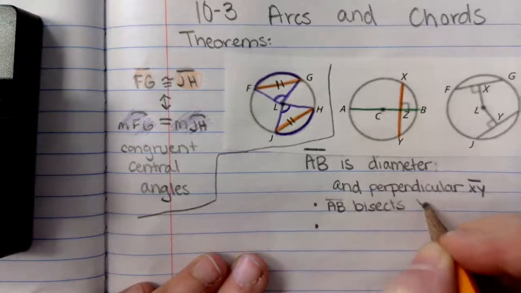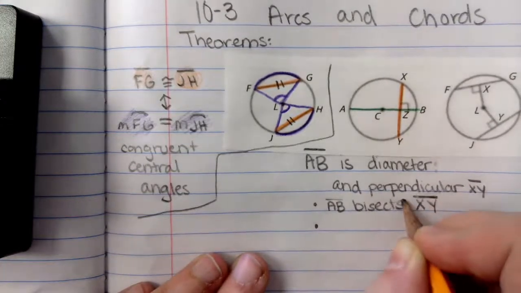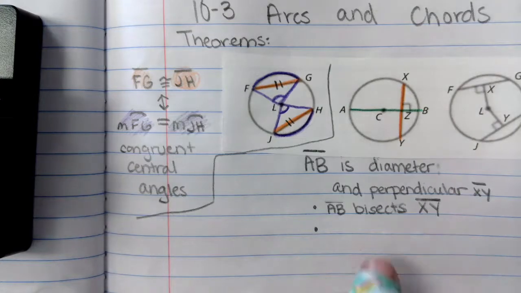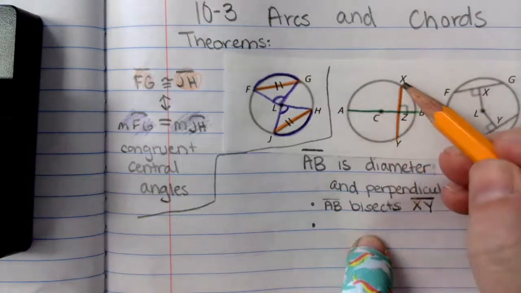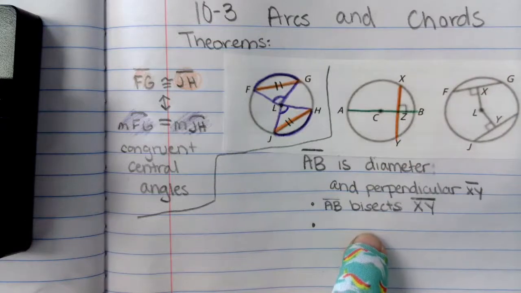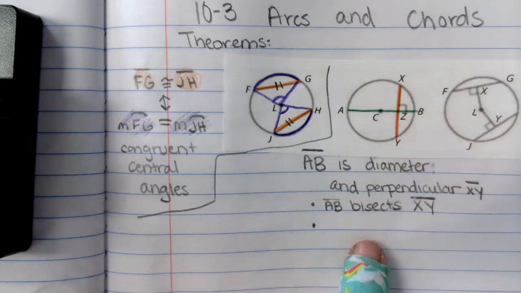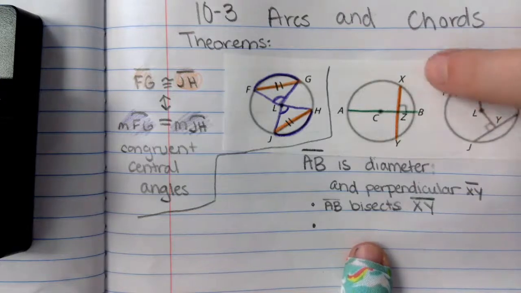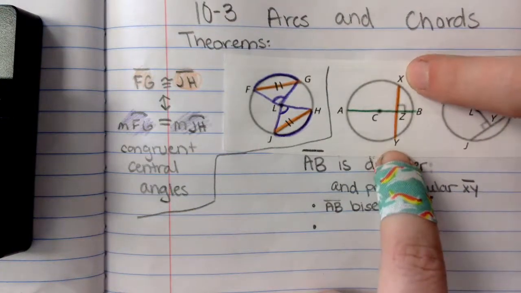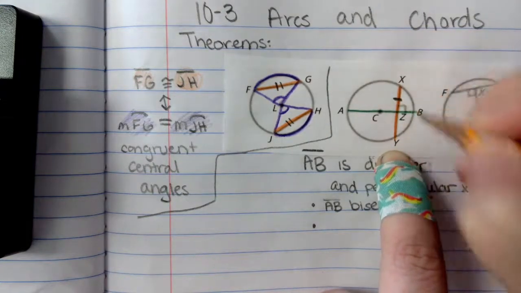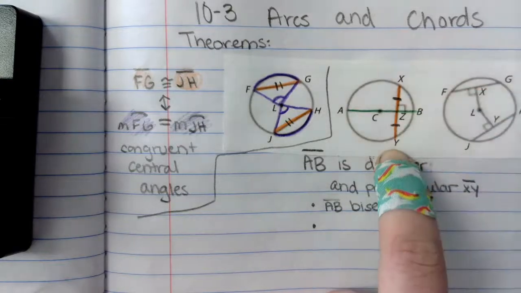Okay. But we also know that AB bisects the arc. So the arc that connects XY would be the arc XY. When we see that arc, if I wanted to show that on my circle, am I going to go XBY or XAY? What is that arc XY? Is that XBY or XAY?